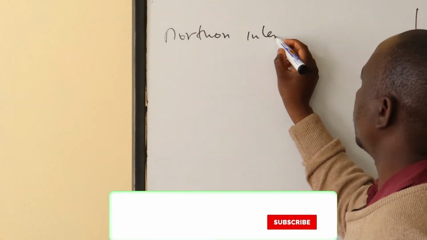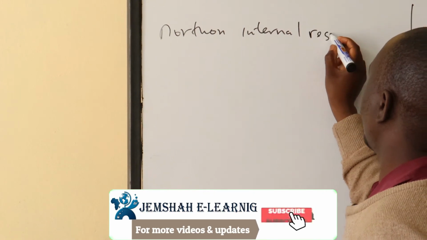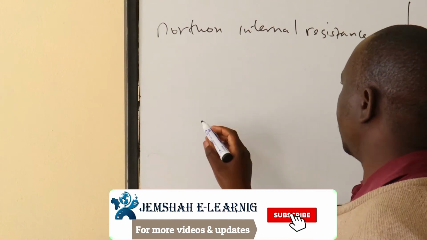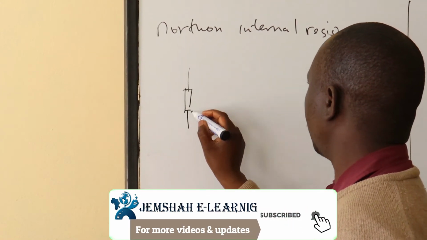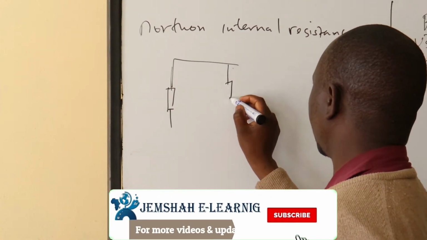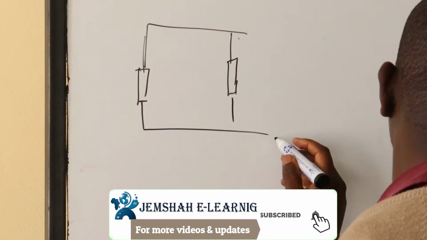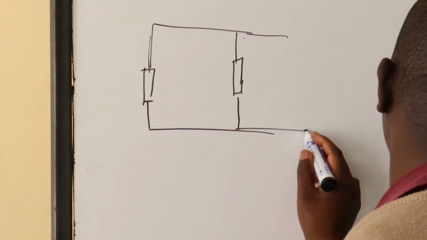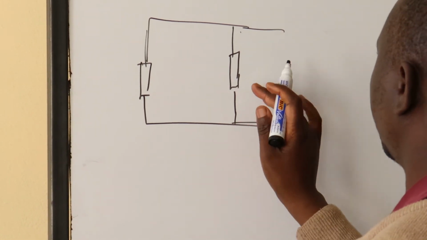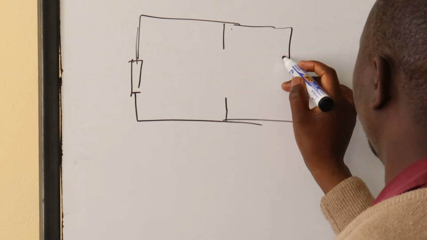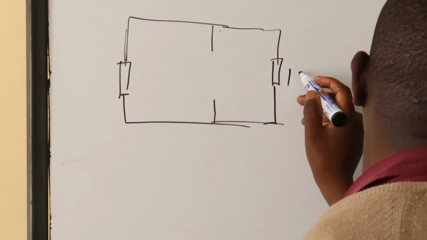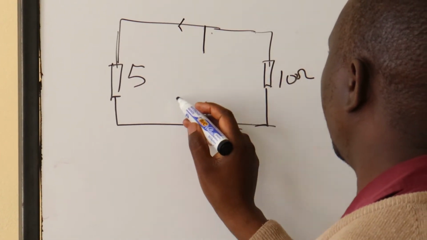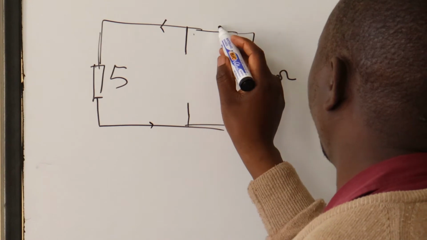Norton's internal resistance. The EMF sources will be replaced by their internal resistance, and we shall have the circuit being equivalent to this. So this one is 10 ohms. This is 10 ohms. This is 5 ohms. And we shall have our circuits appearing this way.